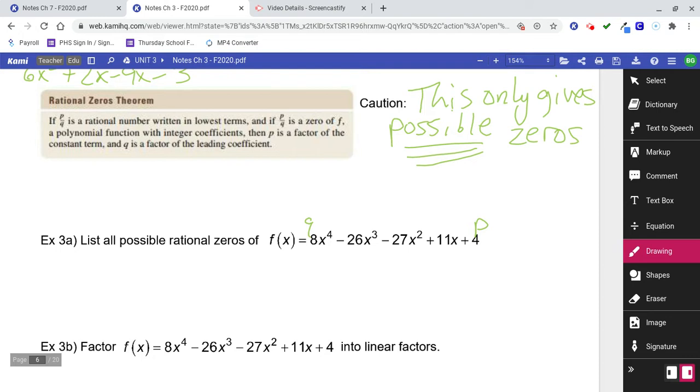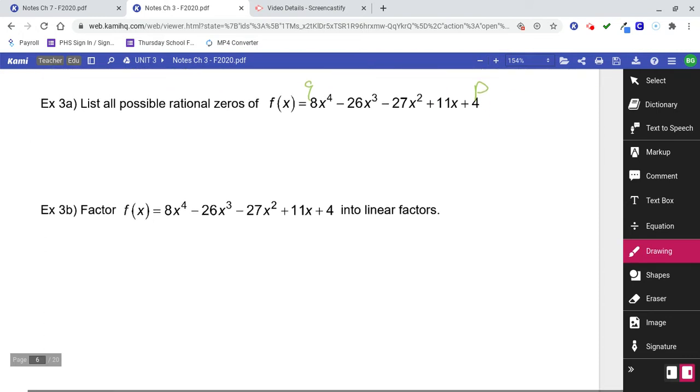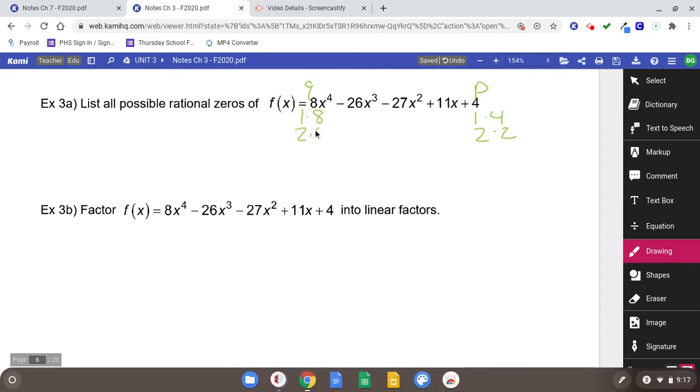So this is not very fun, but it's not very hard, okay? So here's what you have to do. Look at your p number and your q number and determine all the factors of those. So for this p number, factors of 4 are 1 and 4 and 2 times 2, so just 2. So 1, 2, and 4. And factors of 8, you've got 1 and 8 or 2 and 4.